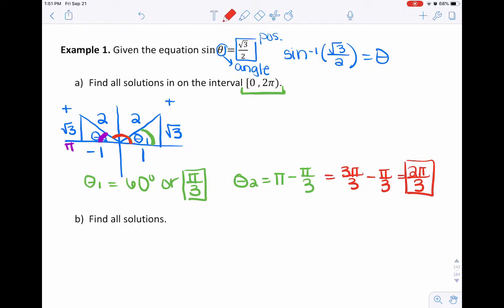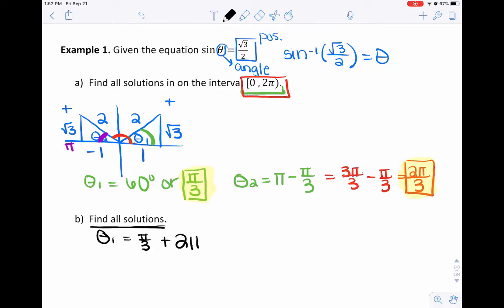So this particular equation, sine of theta is equal to square root of 3 over 2, has 2 solutions on the interval 0 to 2 pi. And those 2 solutions are pi over 3 and 2 pi over 3. The second part is to identify all of the solutions. So since sine is a periodic function, that means it repeats every 2 pi. And now we want to express our solutions with that concept of periodicity in mind.